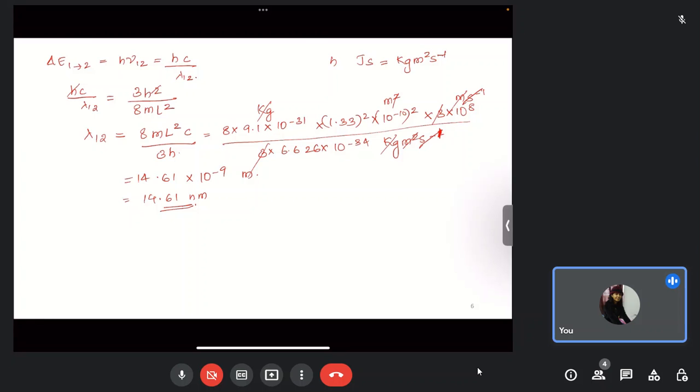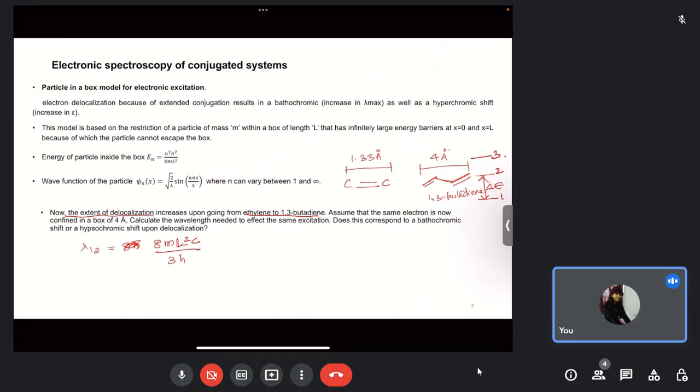And if we are not changing anything else, we are just changing the L value. C is a constant, which is the speed of light. H is Planck's constant. M is the mass of electron. All these things are going to be constant, and 8 and 3 are also numerical constants. So lambda 1 2 is directly proportional to L square.